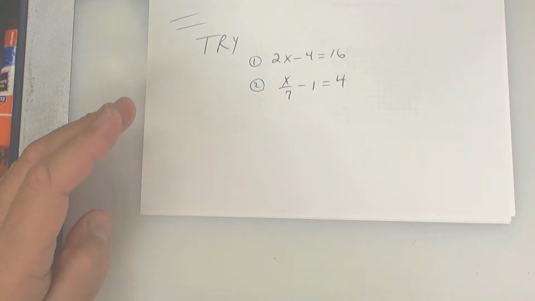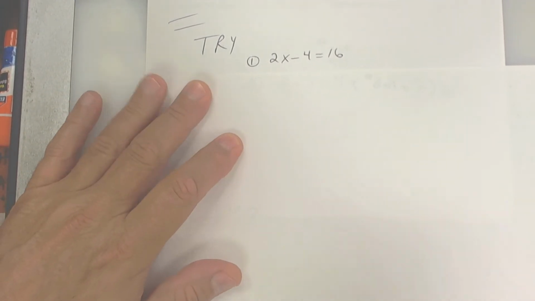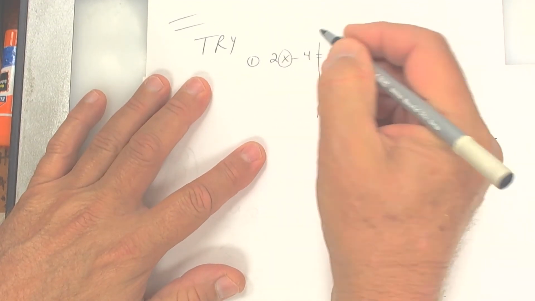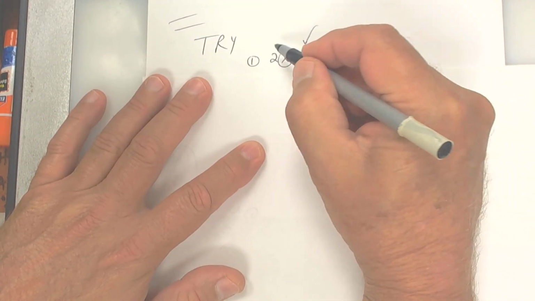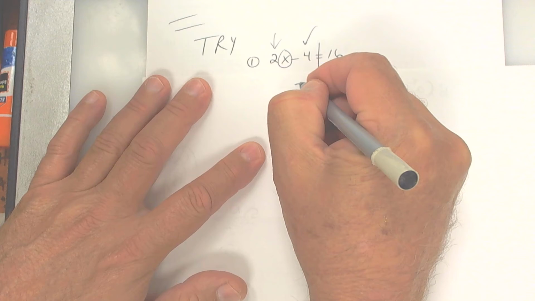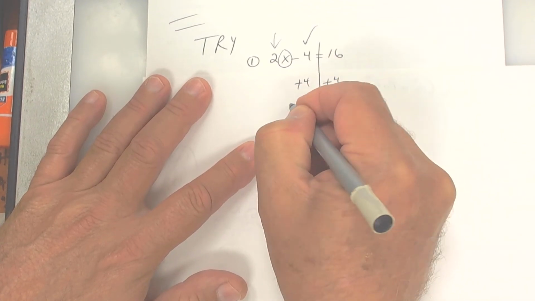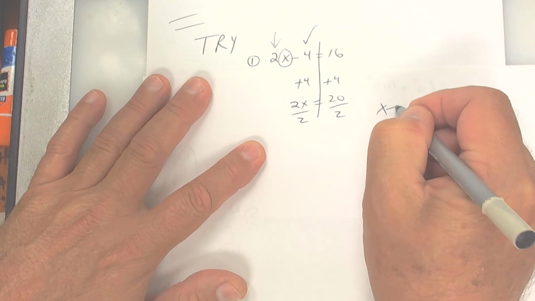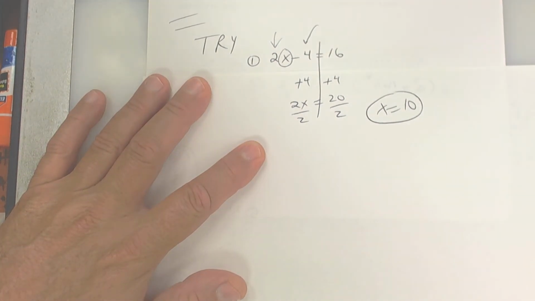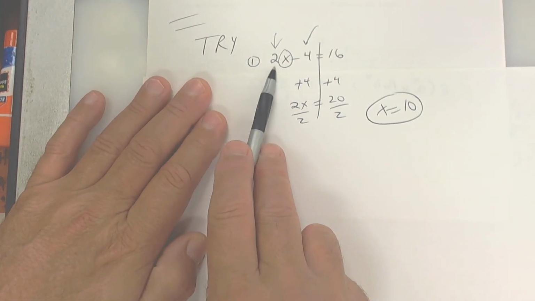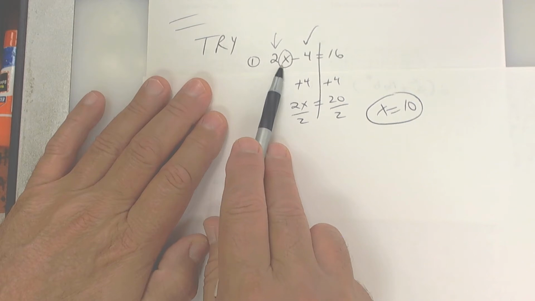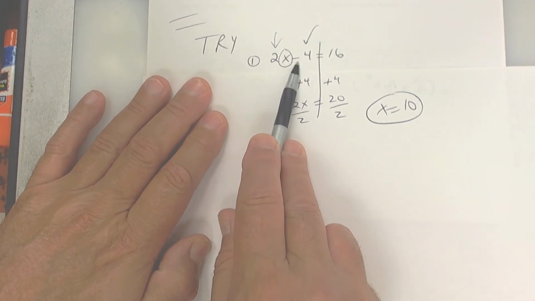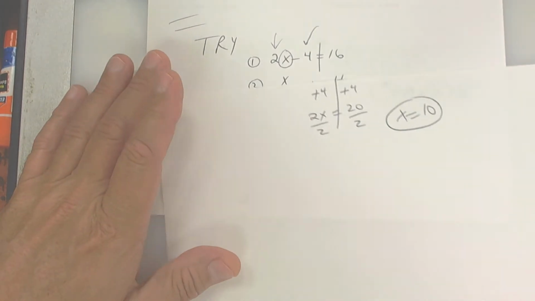Okay, so this right here is a 2-step equation. You want to get rid of this first and this second. So you want to add 4 to both sides. Get 2x is equal to 20. Divide by 2 and get x equals 10. If you didn't get 10, then you did something wrong. You can check it. 2 times 10 is 20, and 20 minus 4 is 16. Okay, so check it in your head.